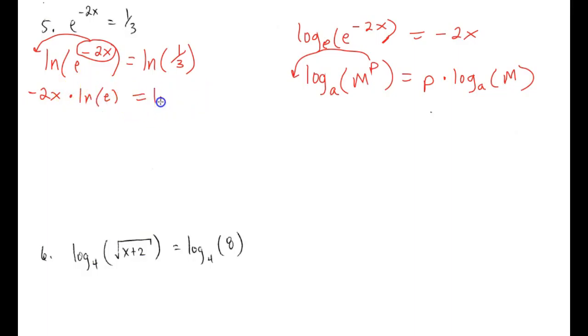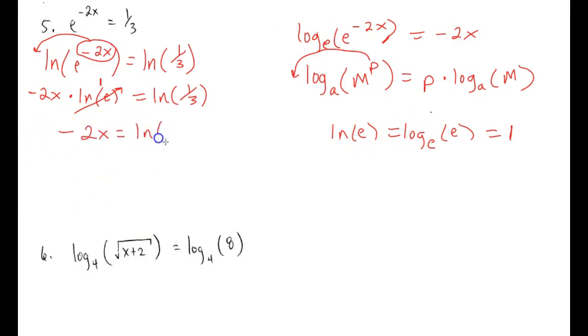Natural log of e equals natural log of 1/3. Okay. And so then from that point, we note that natural log of e is just equal to 1, because natural log of e is the same thing as log base e of e. And anytime we have log of some base evaluated at its base, we know that that's always equal to 1, no matter what the base is. So now here we just have -2x, which is equal to natural log of 1/3.